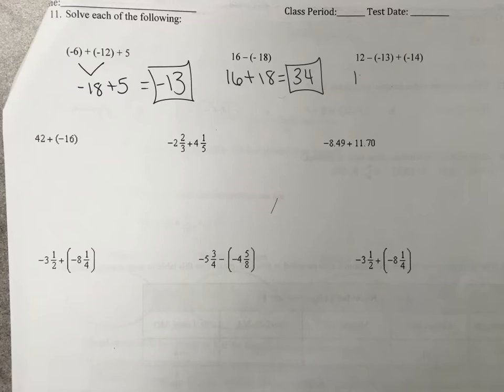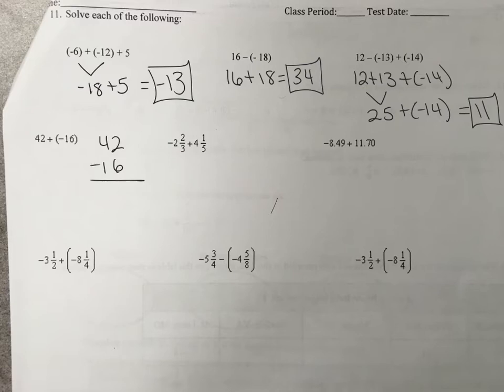Okay, now we're going to rewrite this 12 plus, this is going to become a positive 13 plus negative 14. So 12 plus 13 is 25, plus a negative 14 will give me 11, because I would do 25 minus 14. Okay, 42 plus a negative 16. So you would have to think 42 minus 16. That would give me 6. And you borrowed, so 26, and it would be positive.